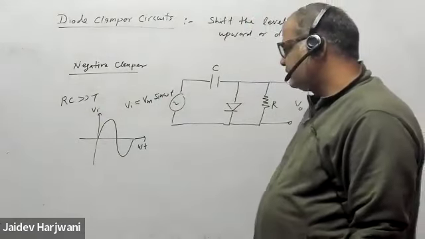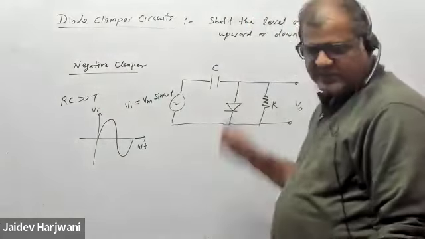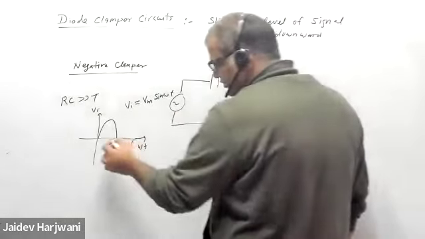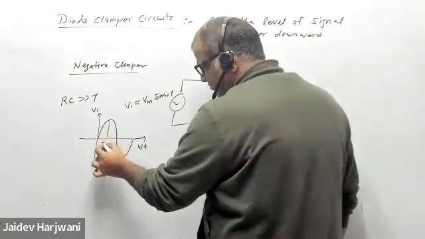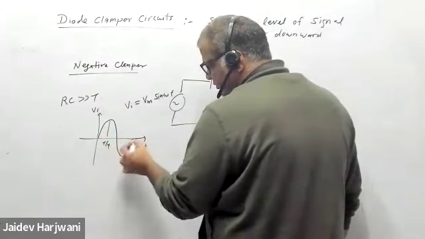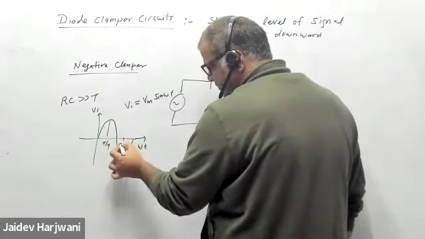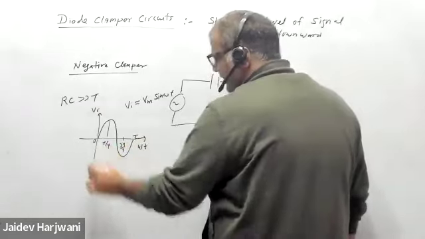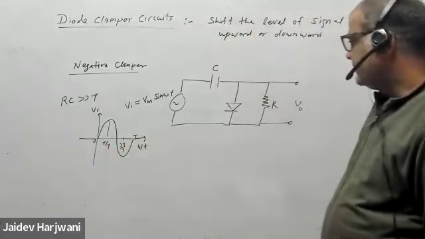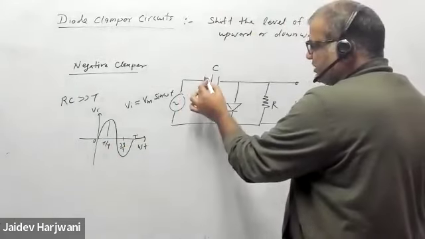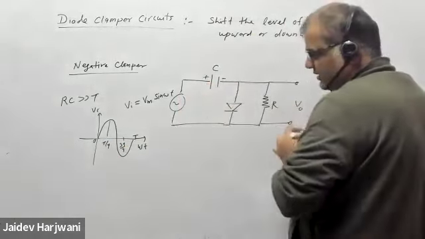Now, as time passes, this capacitor gets charged. Let us say this is the time, one time period T. This is T by 4, then this is T by 2, and this is 3T by 4, and this is time period T, from 0 to T time. Now capacitor will charge for positive cycle. Here will come positive voltage, here negative voltage.